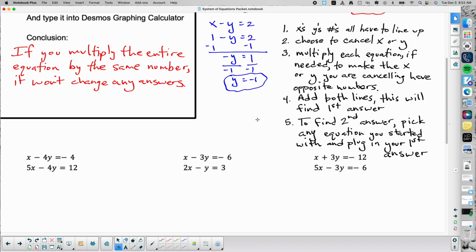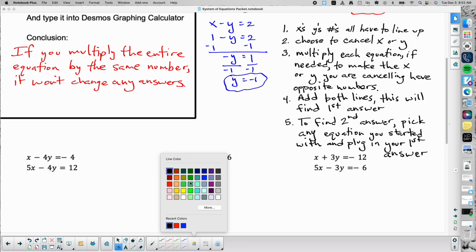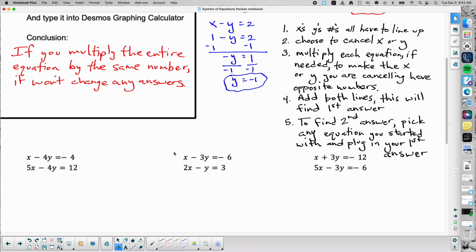Whenever you get done, we're going to do the problem in the middle, right here. That'll be the problem we're going to do together next.